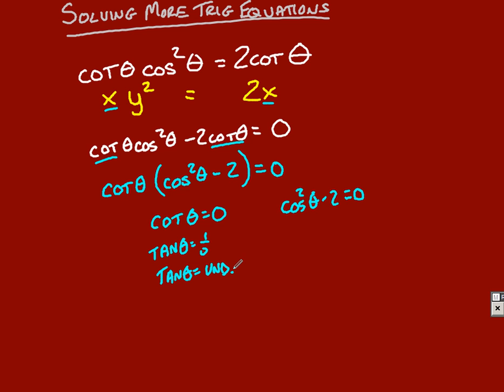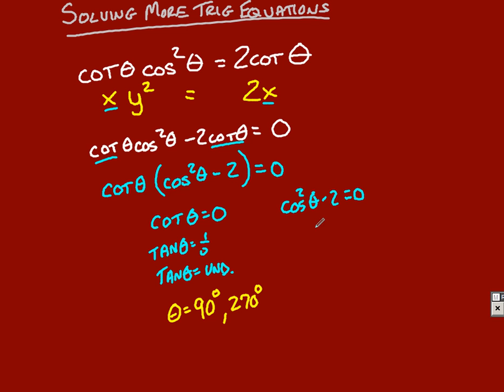For what values is tangent undefined? Well, tangent is y over x. To be undefined, my denominator is 0. So when is my x value equal to 0? That happens when theta equals 90 degrees, and when theta equals 270 degrees. That's when my x value is 0. So that's our answer for this part of the equation.